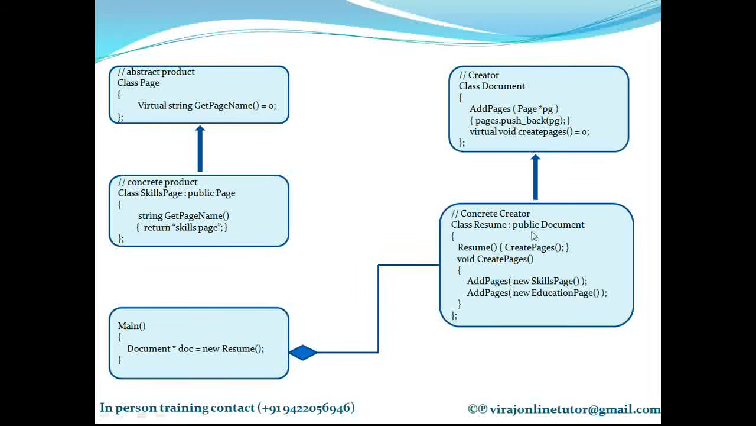Now I have a concrete creator inheriting from creator. Why is this hierarchy? Because it has to be in sync with the product hierarchy. So for the concrete creator, I have a class called resume, and resume is inheriting from document. Now this is my concrete creator which actually creates the objects. In the constructor of resume, I am calling create pages. So this is the key here.